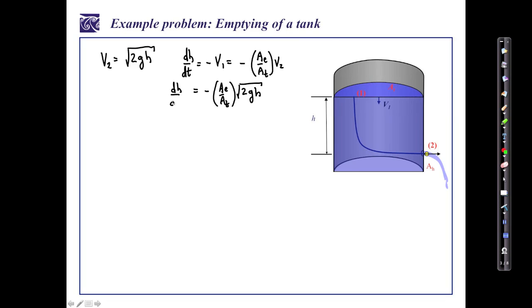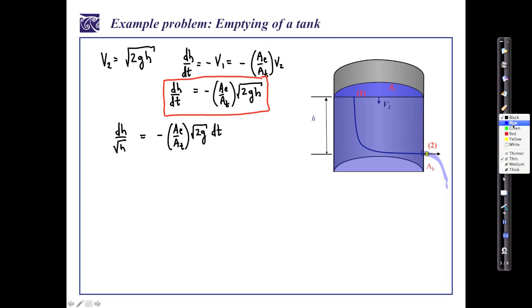Okay, so this now gives us a differential equation that we can solve. We have an initial condition for it. It's a simple first order ordinary differential equation, and we can get the solution directly. So it's separable, so we can just separate that to dh divided by the square root of h on one side. And on the other side, this is going to be minus AE over AT times the square root of 2g times dt.